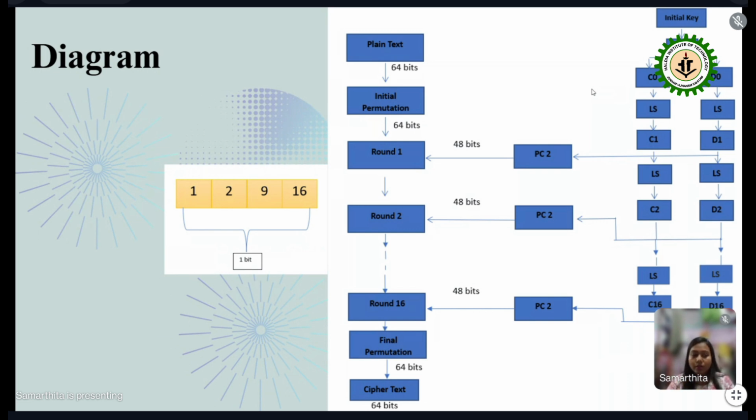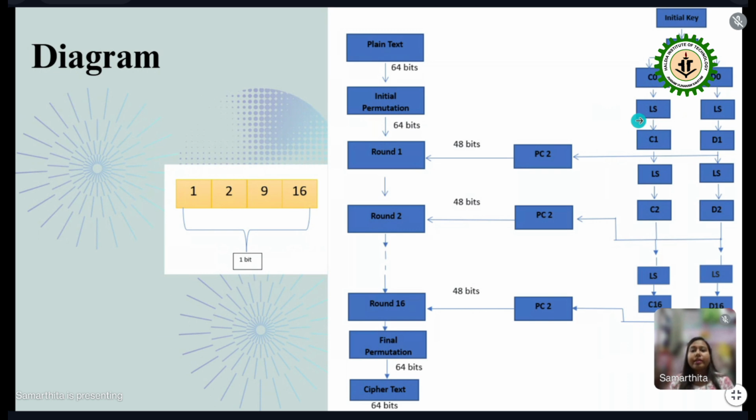After reducing the bits, we get 56 bits, and now the 56 bits will be divided into two equal parts, named here as C0 and D0, that is 28 and 28. These will go next under left circular shift, that is the LS, left shift.